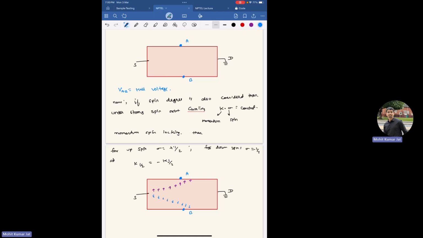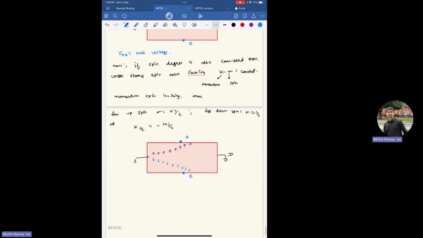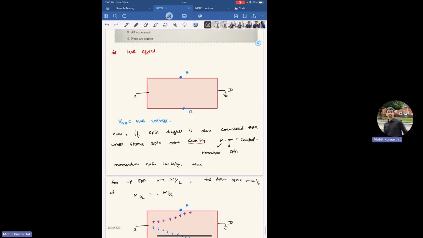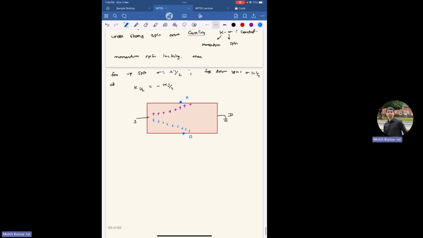On one end, on the A end there will be an up spin, then on the B end there will be down spin. So the up and down spin of the electron gets accumulated on the opposite surface of the sample. Yes, this is true. Analogous to the current generated by the charge, spin current is observed in the experiment. If one can measure the spin current, yes, there will be a spin current between A and B.